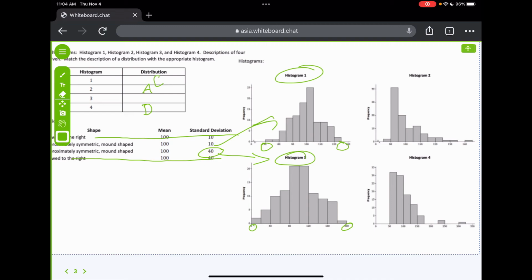Nope, I'm sorry. Histogram C is the 40, so that'll be here and B. So B, A, C, D. Okay, that's all you have to do there. So first you're going to look at the shape, and then you're going to look at the spread, for questions like this.